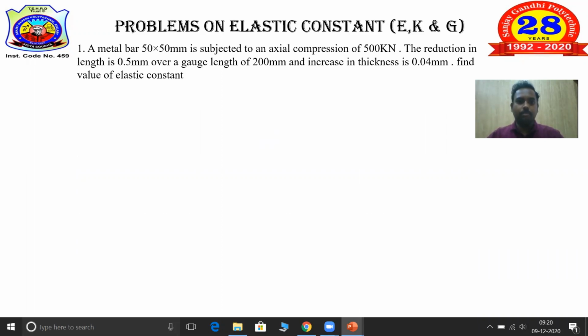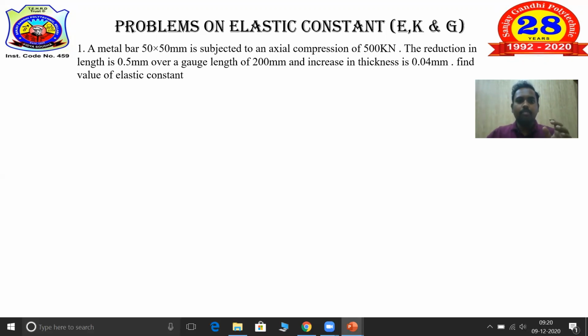First, let us see the question. Students, these questions are very important. Especially, you'll get one question from this concept, that is problems on elastic constants, at least one question. 100% you'll get one question from these problems, and also one more question from the basic questions. So just do a bifurcation, basic questions and problems on elastic constants, so that you'll get two questions of 10 marks each.